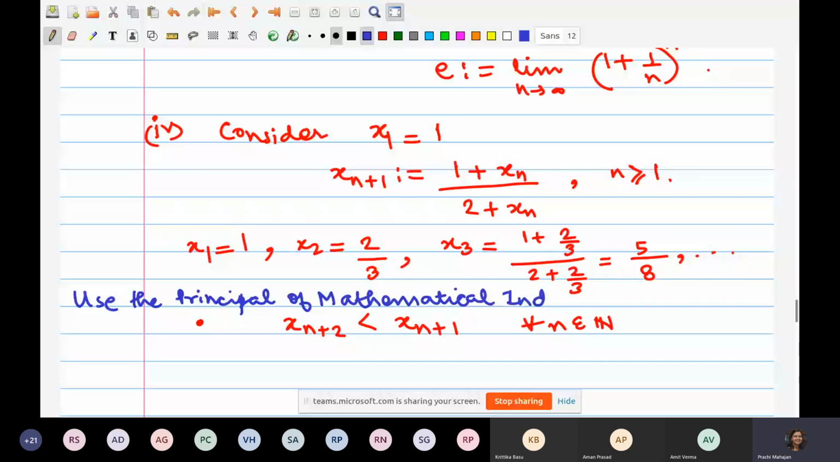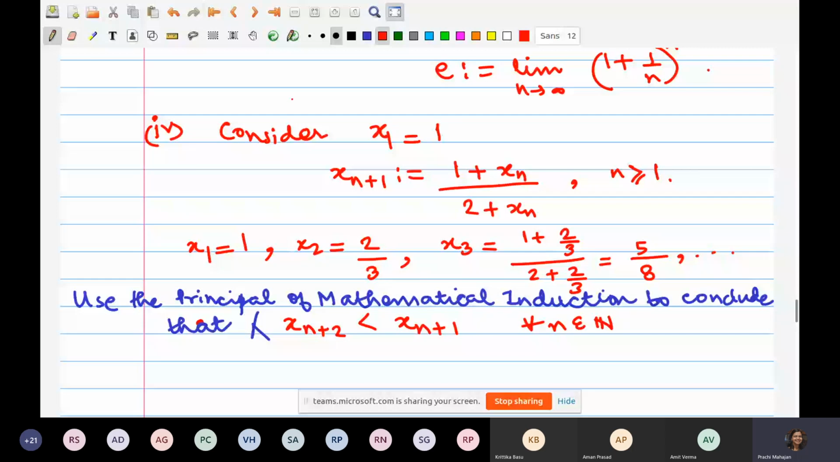Yes, ma'am. Is that a yes with everybody present here? I'll say that to conclude that. Is that a yes with everybody present here? Yes, excellent. So I will leave it to you to figure out that the sequence xn is actually decreasing using the principle of mathematical induction.